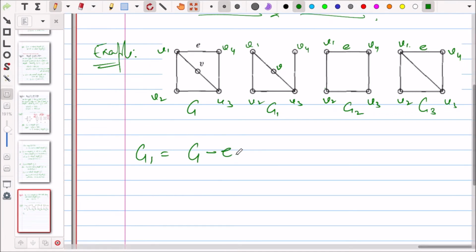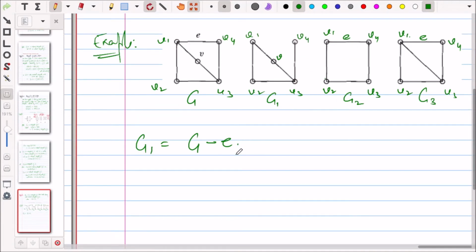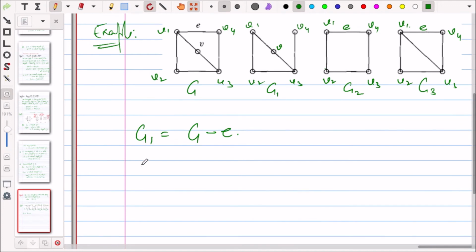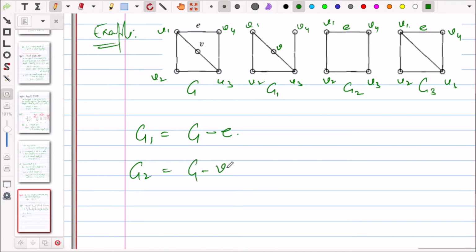You just remove the edge E. Okay, everything else remains intact. Yes, sir. Now what about G2? G minus V. G minus B. And what about G3?